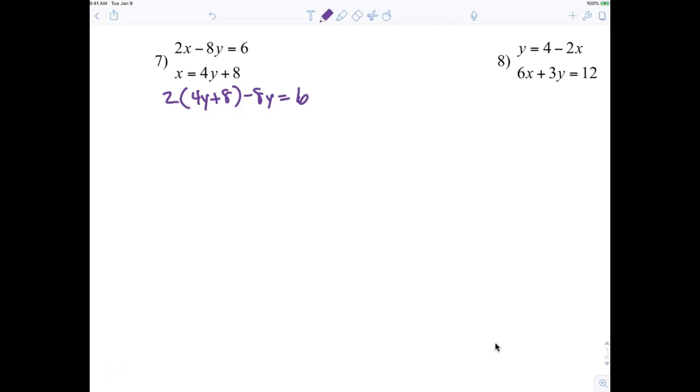Distributing, 8y plus 16 minus 8y equals 6. All right, so now we have a problem, right? Because the negative 8y and the positive 8y do what to each other? Cancel. So now you have to answer, is it a true or false? It is false. All right, if it is a false statement, that means there is no solution. But more importantly, I need you to understand what no solution means. What does no solution mean?